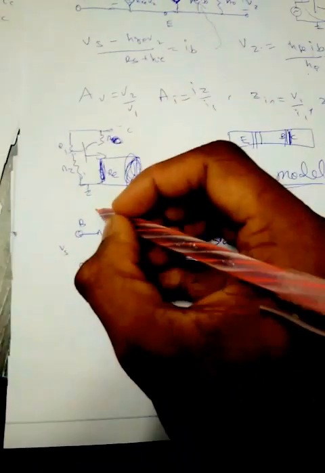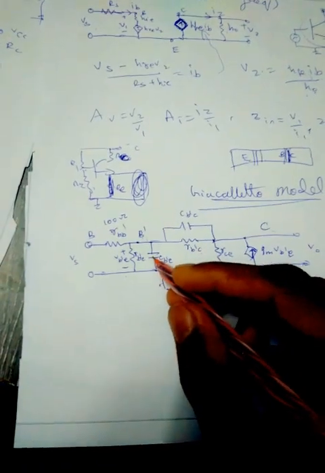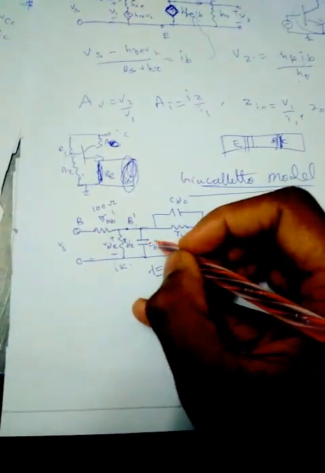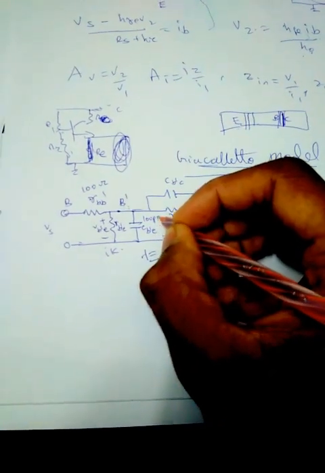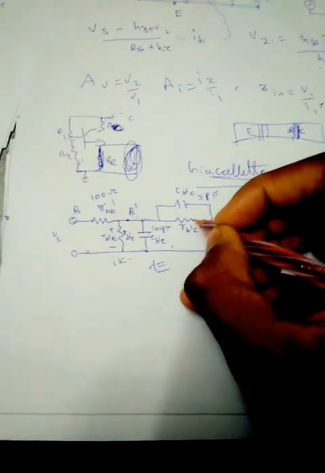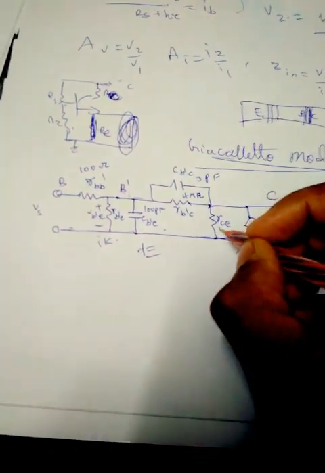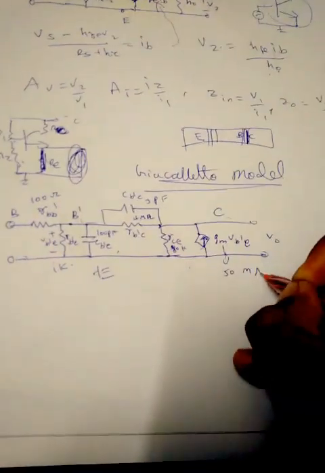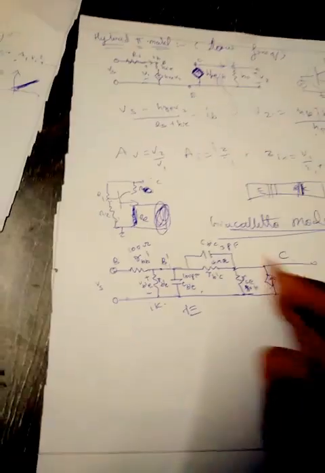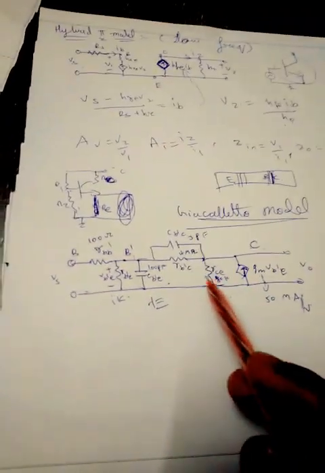Let us see the typical values of the components in here. The r_bb' is a very small resistance of value around 100 ohms. The r_b'e is around 1K. The C_b'e is around 100 picofarad. C_b'c is 3 picofarad. r_b'c is a very high value of 4 megaohm. r_ce is around 40K, it's 80K, and g_m is around 50 milliamperes per volt. So using these values and this circuit, we can use the transistor model at high frequencies.